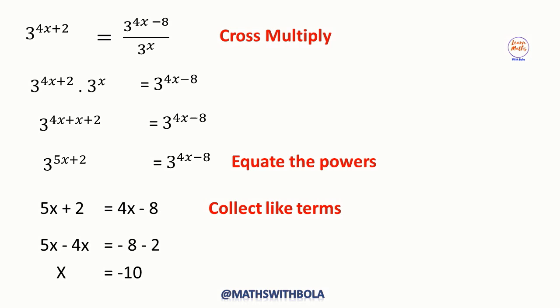So the value of x that makes the two sides balanced and equal is when x is equal to minus 10. So you can just try that out on paper and put minus 10 in the first equation, in our previous equation, and see if it will be the same. That is how to be sure that your answer is correct.